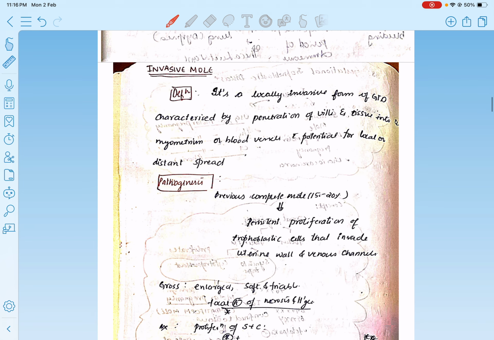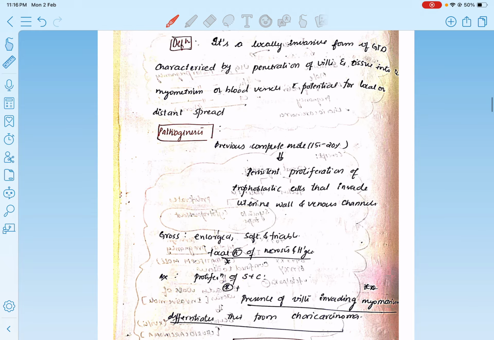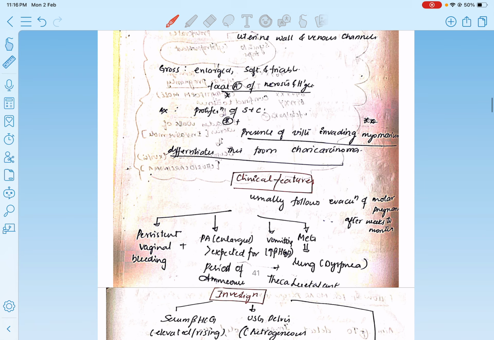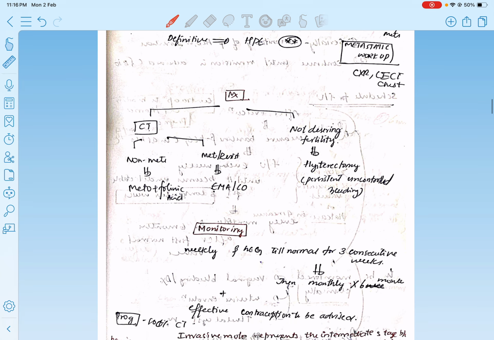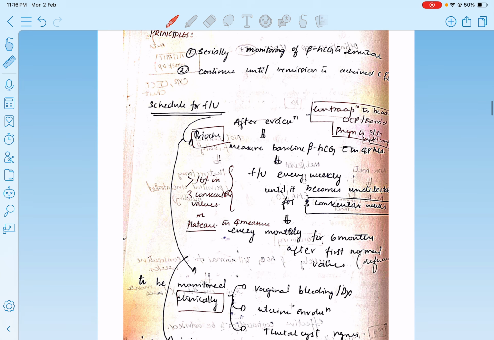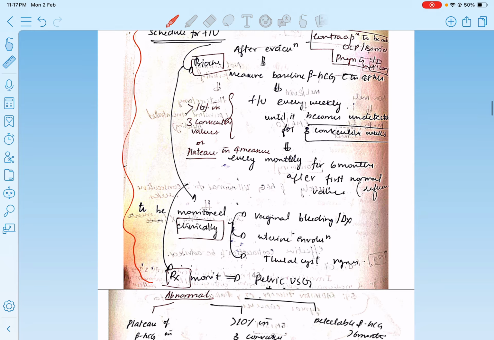Okay, again invasive mole, as I told, is when it is no longer confined to the uterus itself. Again I have told you the pathogenesis. Make sure you remember the clinical feature. Again the same thing. As I have told, it's the same metastatic workup. The major important thing is the follow-up question which they might ask.